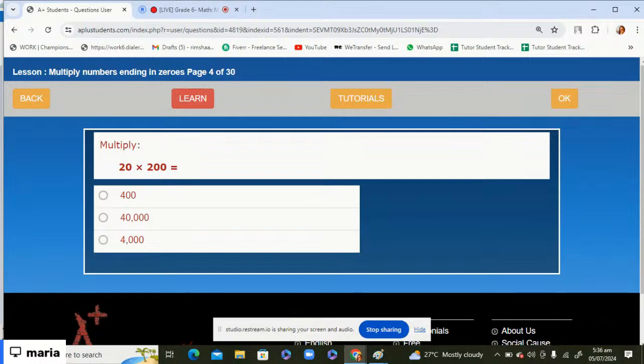So 20 times 200. First of all, taking out all the non-zero digits. So 2 times 2 is 4. So how many total zeros are there? Check it out. It's 4 or 3? 3. So this one.